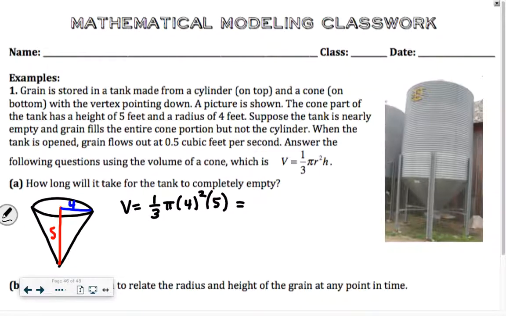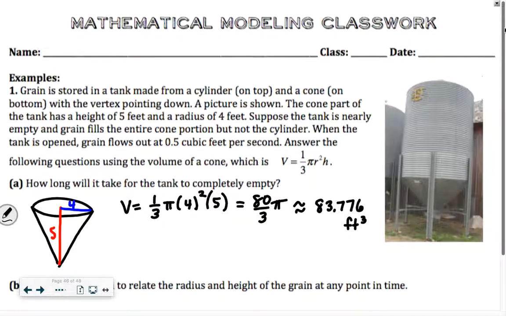So we're going to multiply everything out. I get 16 times 5, which is 80. So I'm going to have 80 over 3 times pi. And you can find a decimal approximation if you want to. I got around 83.776. Okay, what are my units? Feet cubed, right? So cubic feet, perfect. A lot of times in AP Calculus, you get a point just for writing the correct units. Isn't that exciting? Let's get in the habit of doing that.